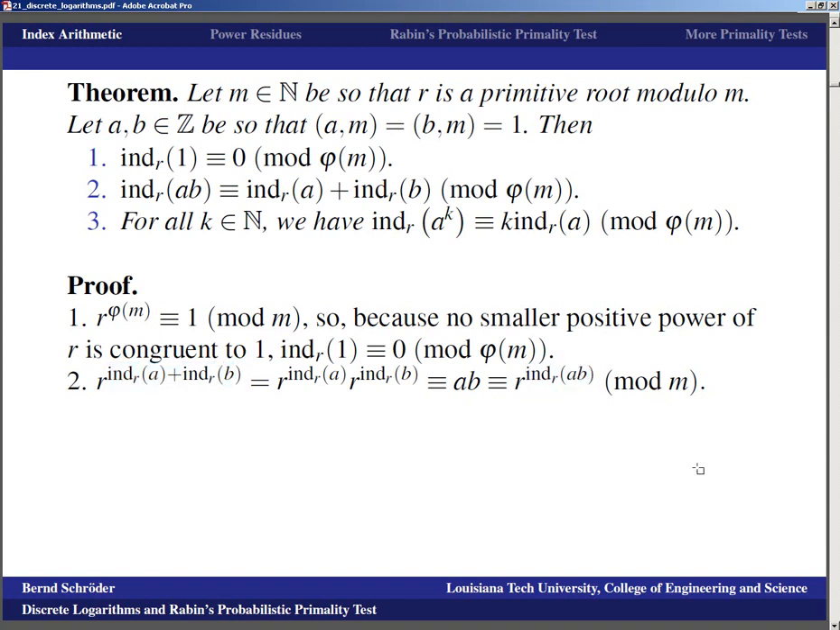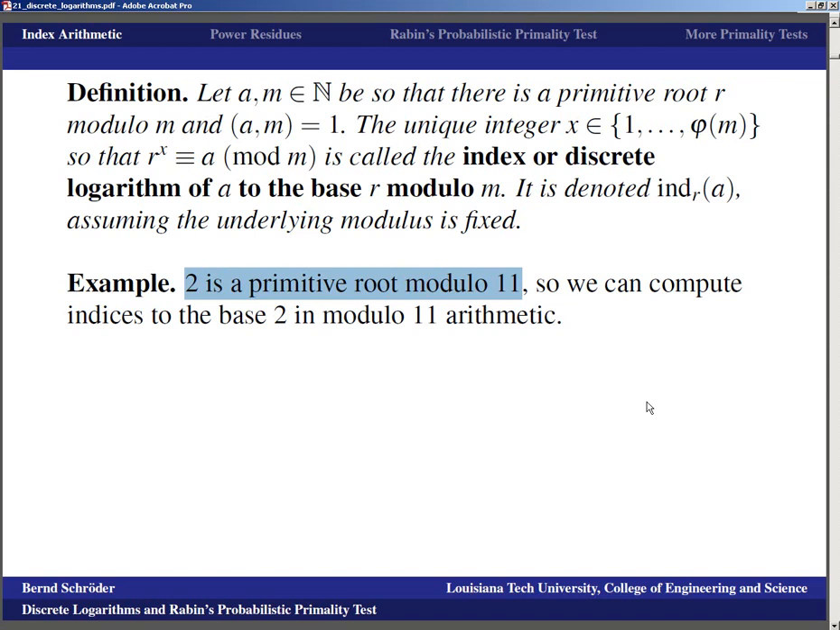8 times 2 is 16, which is 5 modulo 11, times 2 is 10, and so we have 2 to the 5th is equal to 10 modulo 11, and the order of 2 has to be either 2, 5, or 10. It's neither 2 nor 5, so the order of 2 modulo 11 is 10, and that means it really is a primitive root modulo 11.